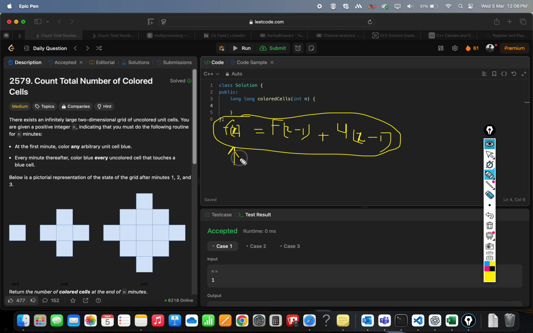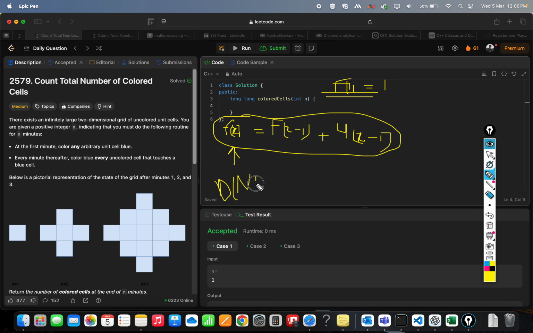So let's say f1 base case is f1 equals 1, right? So we will take this base case f1 equals 1. So using this formula we can solve this problem in O(n) time complexity.